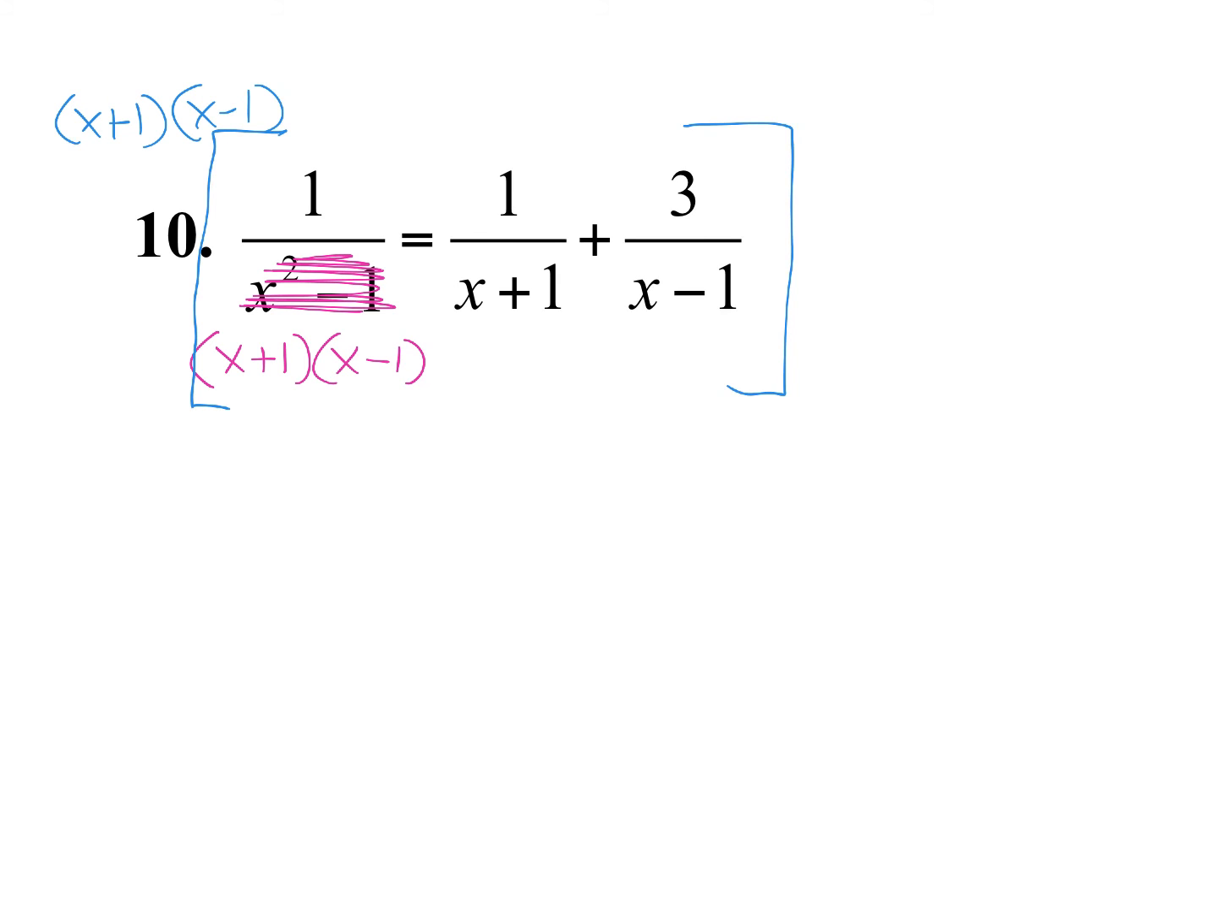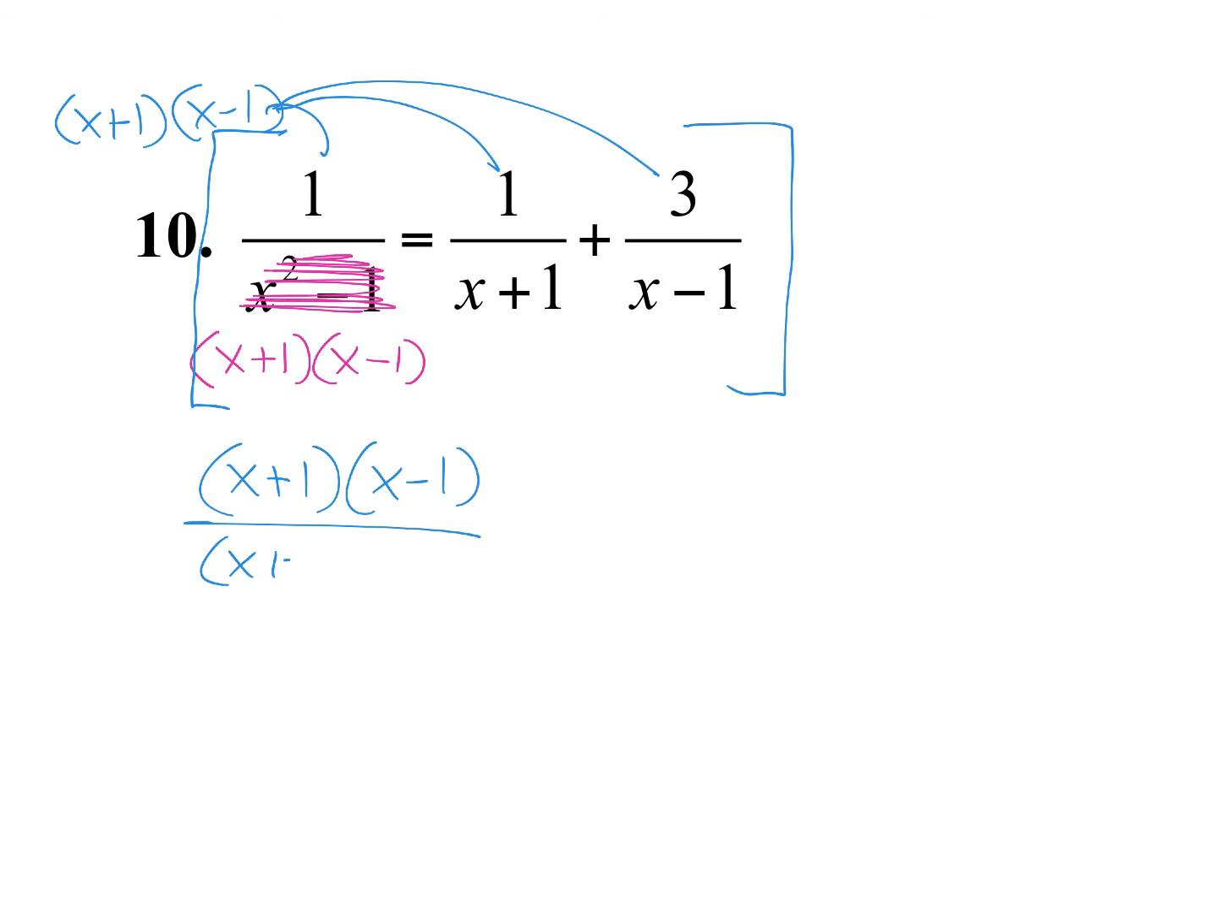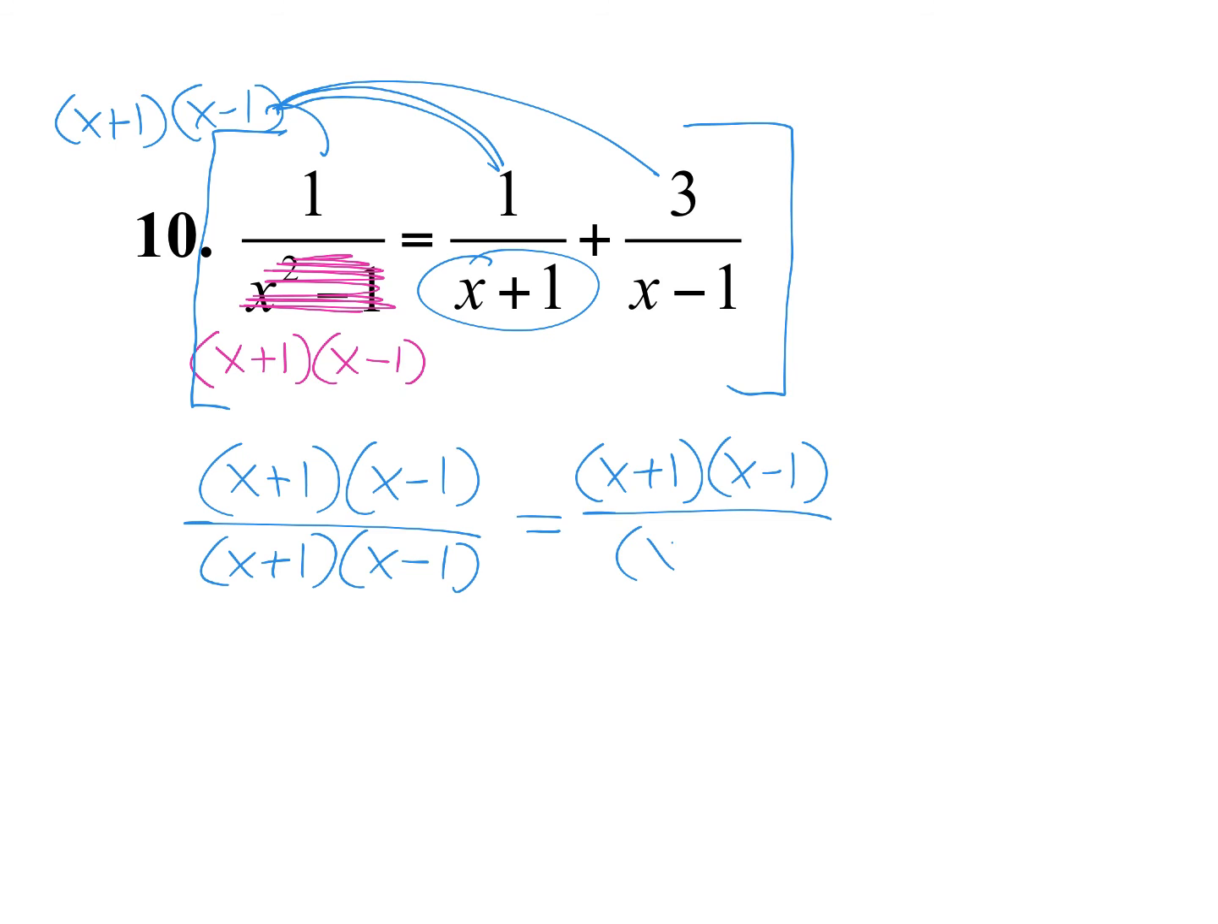Remember, this is where we don't want to distribute right away. So I'm going to multiply all of these things. X plus 1 times x minus 1 over x plus 1 times x minus 1 equals, now go here, it's going to look exactly the same, x plus 1 times x minus 1 on top, but we just have the x plus 1 on bottom, plus, now it's a 3 times x plus 1 times x minus 1 over x minus 1 on bottom, okay?